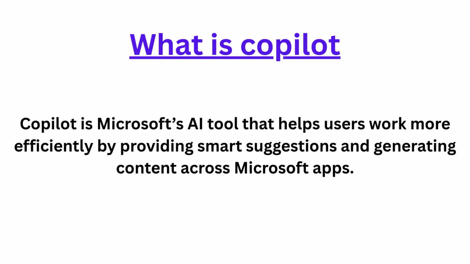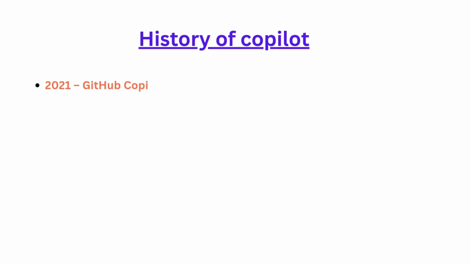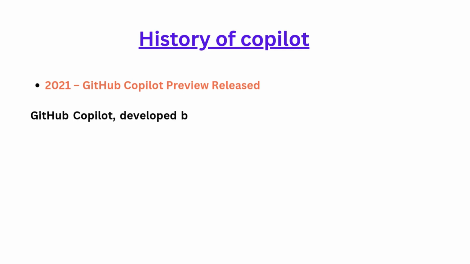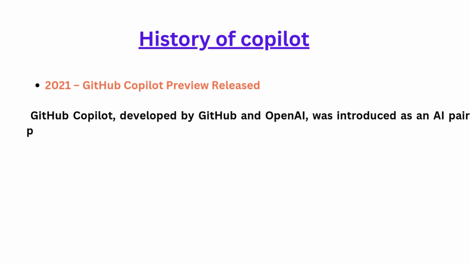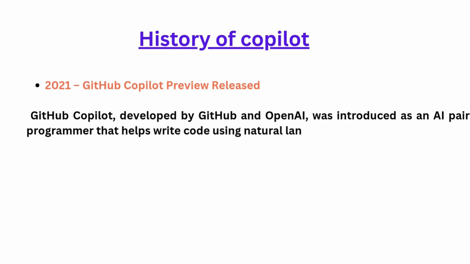Clock history of Microsoft Copilot. Times 2021, GitHub Copilot preview released. GitHub Copilot, developed by GitHub and OpenAI, was introduced as an AI pair programmer that helps write code using natural language prompts. What is it? In 2021, Microsoft and OpenAI launched GitHub Copilot, a tool for developers. It uses AI to help write code when you describe what you want using plain language.